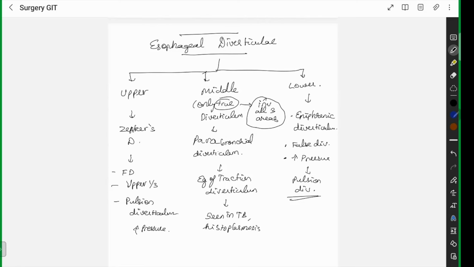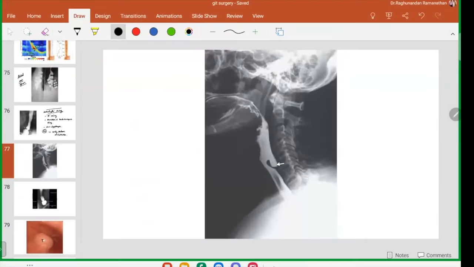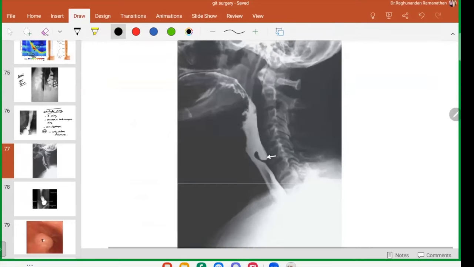Okay, Zenker's diverticulum is again a false diverticulum. It is going to be present in the upper one-third, and it is a pulsation diverticulum, with an increase in the pulse. This is your Zenker's diverticulum, and it is present at Killian's dehiscence. It starts in the midline posteriorly, and it is going to travel to the left side of the posterior.